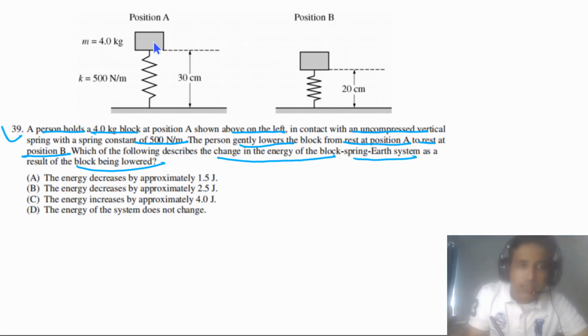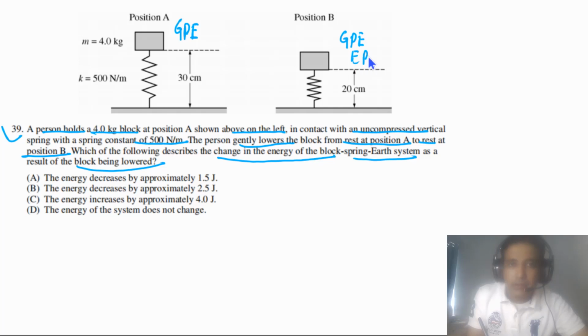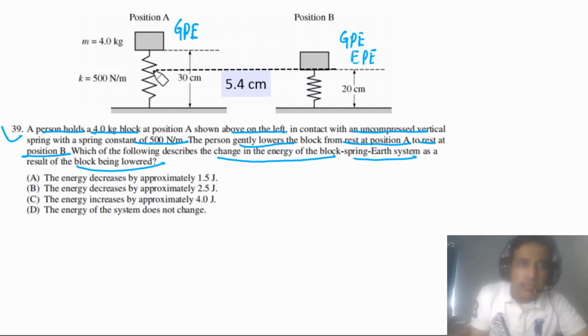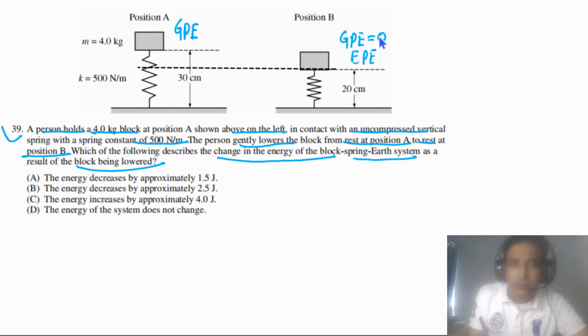So when the block is at this point, the spring is not compressed, so the only energy this system has is GPE. And when the block is at this point, it has GPE and also it has EPE. But in this case, the smart way is to take this line as our reference point. If we take this as our reference point, then GPE at this point is equal to 0. EPE at that point is also equal to 0 because the spring is not compressed.